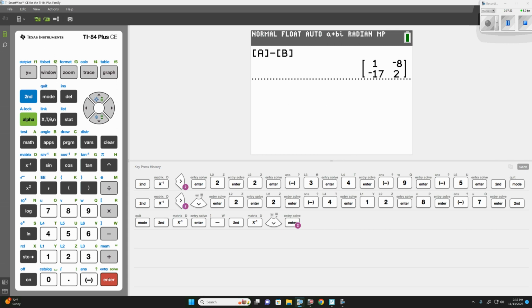Got it typed in? Both of them do second quit. Second mode. Second matrix. So enter to get A minus second matrix B. Enter.